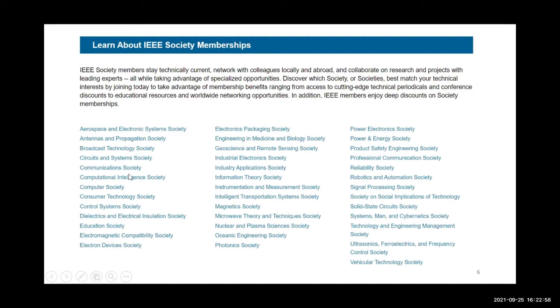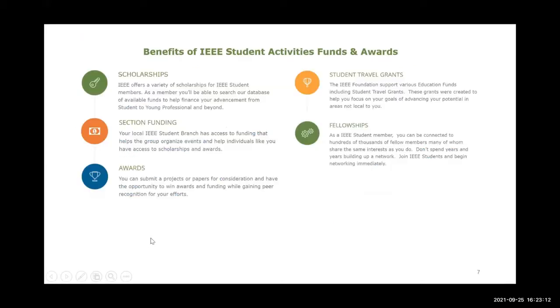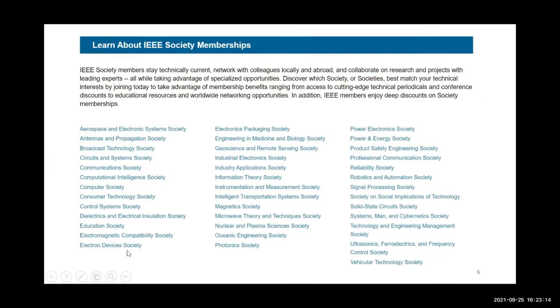Communication society. Some are broad, like communication and computer society, and some address very specific areas, like electromagnetic compatibility problems, right? There is also a society for electron devices. So you can read it. Now, this information is all available online.